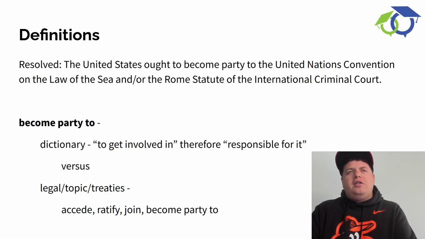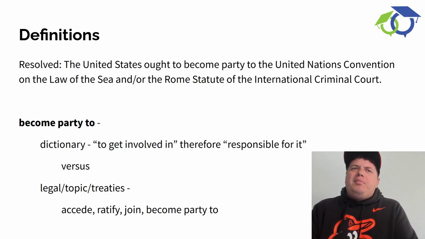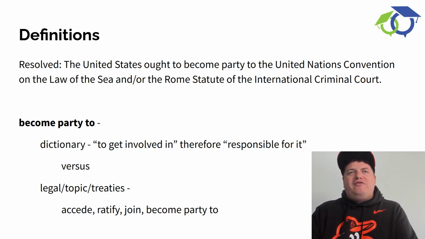I think the other thing that become party to is interesting for, definitionally, is that it probably means that you can't partially do something. It probably means that you have to do this without reservations, which we'll talk about in a second, but it probably means that the affirmative can't conditionally advocate for becoming party to one of these two treaties.